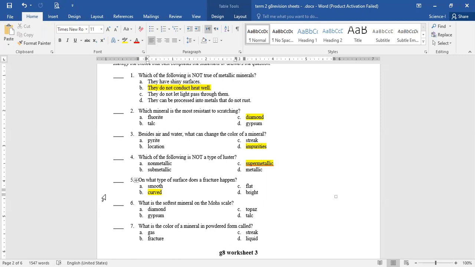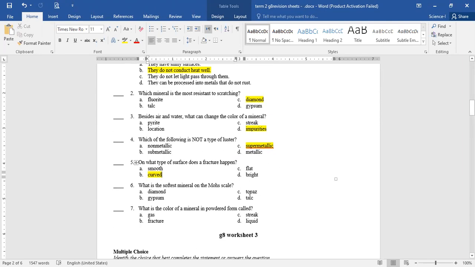Good. So question number 6: what is the softest mineral on the Mohs scale? Number 1. Okay, let's see who can answer this question. Yes, Rashwan. Talc. Good. Talc is the weakest, the softest mineral. It can be scratched by any other mineral.